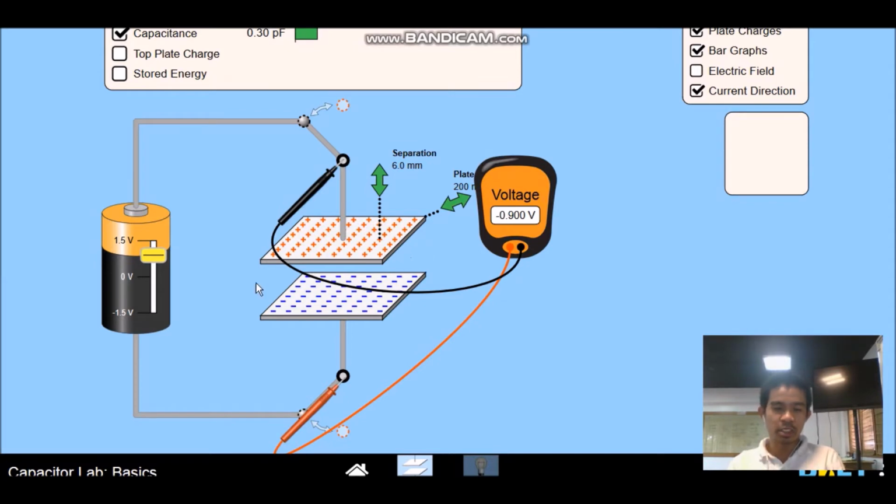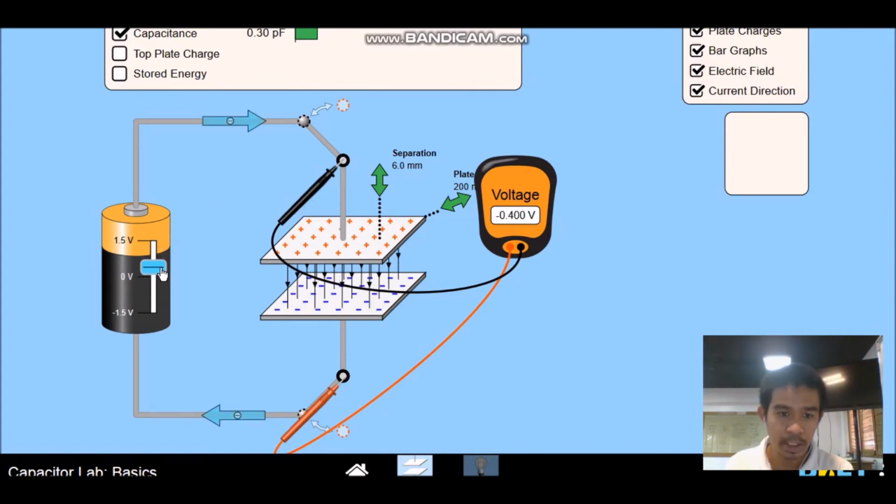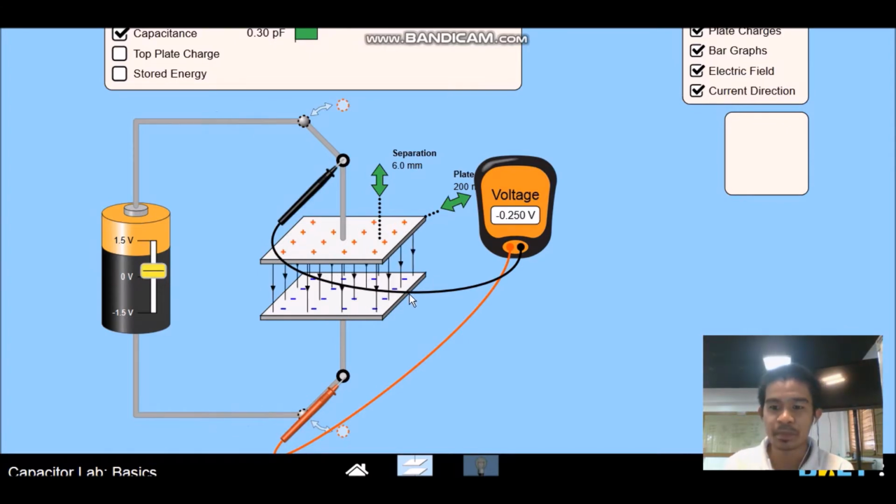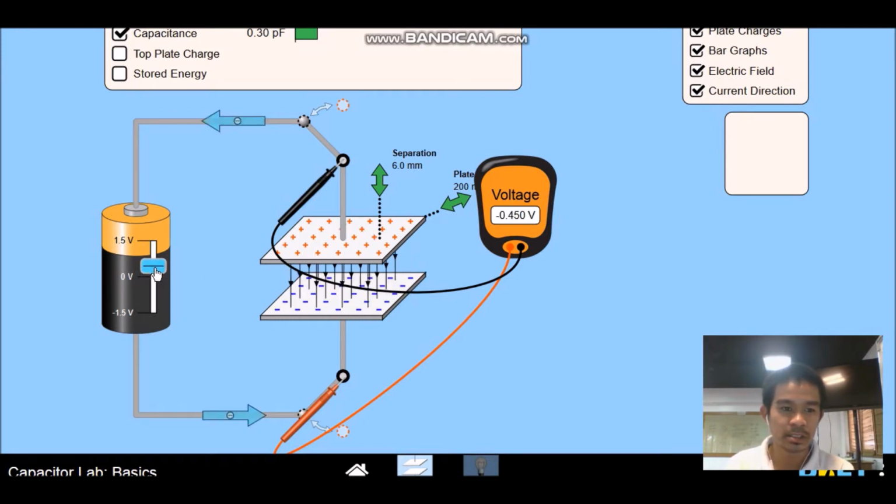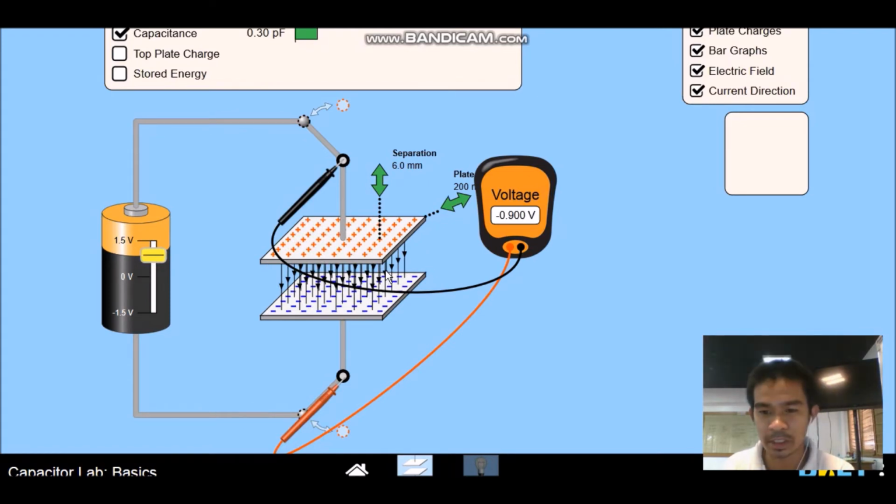And if you increase the voltage difference between these two plates, look at the electric field and observe what will happen. As I increase the voltage difference, there are more electric field lines. More electric field lines mean greater electric field. So as I increase the voltage difference between two plates, there's an increase in the number of electric field lines, meaning an increase of electric field. But the ratio of charge per voltage difference does not change, right?